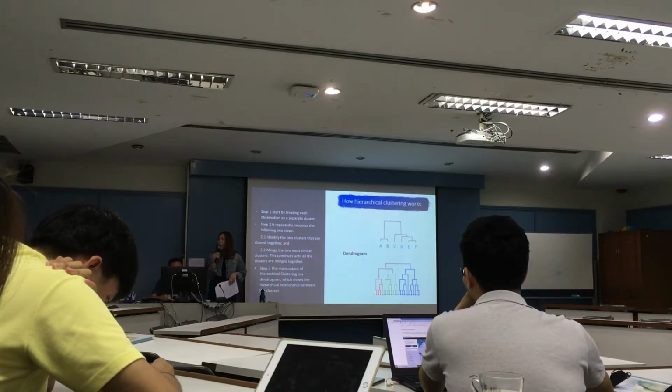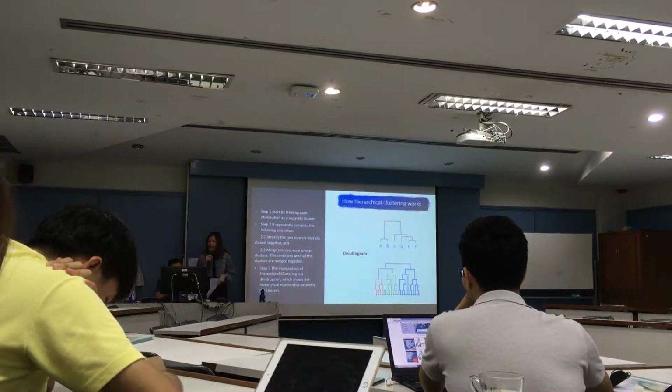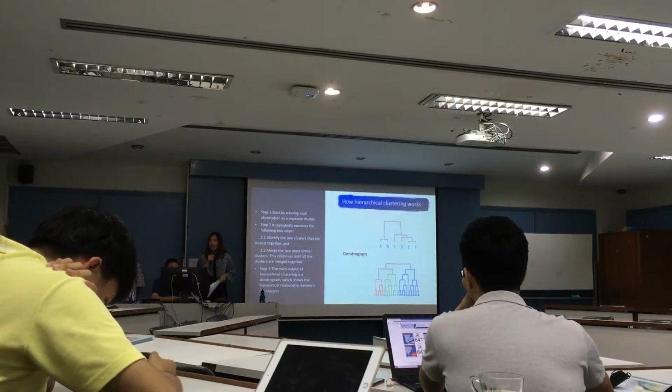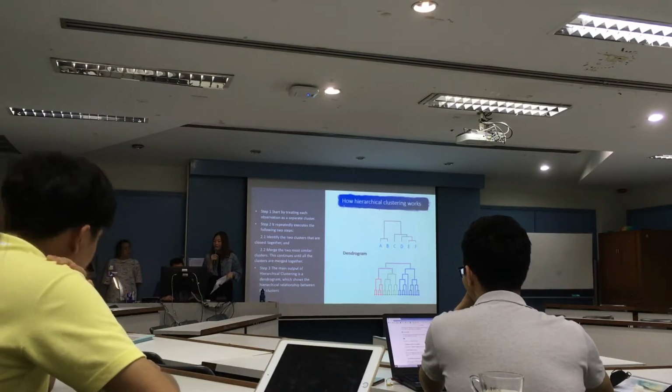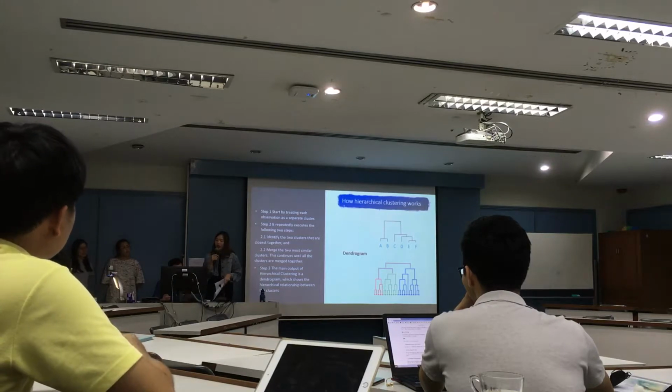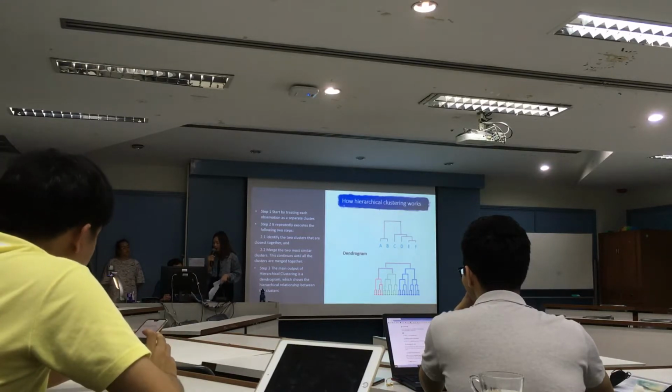Okay, then how does hierarchical clustering work? Step one, we start by treating each observation as a separate cluster. And step two is to repeatedly execute the following two steps. One is identify the two clusters that are closest together. Second, we merge the two most similar clusters. This continues until all the clusters are merged together.